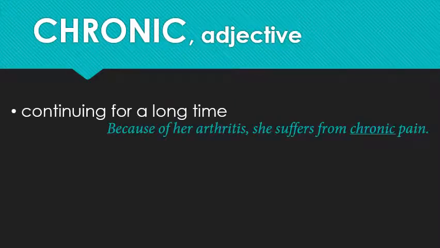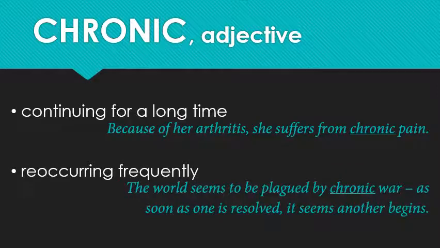So, what does chronic mean? The hint is in the origin. It has to do with time, continuing for a long time or reoccurring frequently. Because of her arthritis, she suffers from chronic pain. Chronic pain, arthritis, you don't have to get into an ambulance because you've got arthritis in your hands, right? It's not life-threatening. It's annoying. It hurts, but not extremely. So chronic pain is something that is a mild pain that lasts for a long time or that keeps coming back.